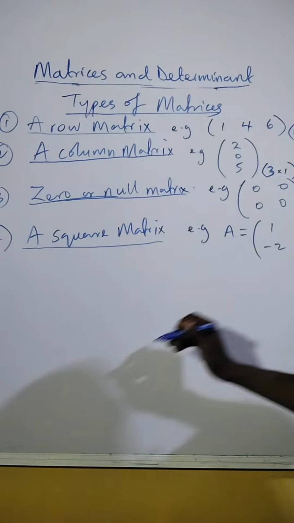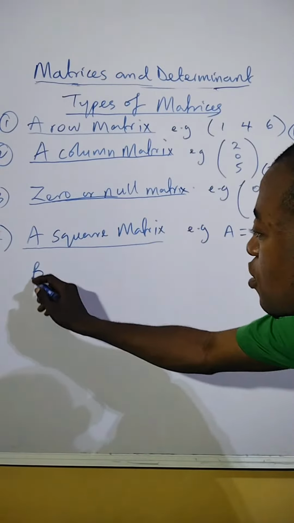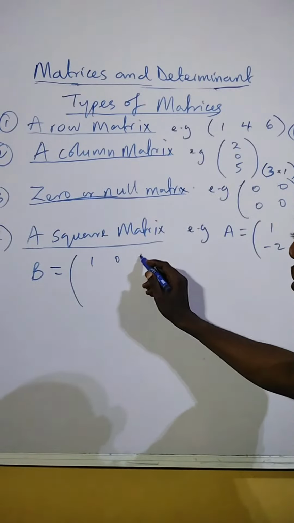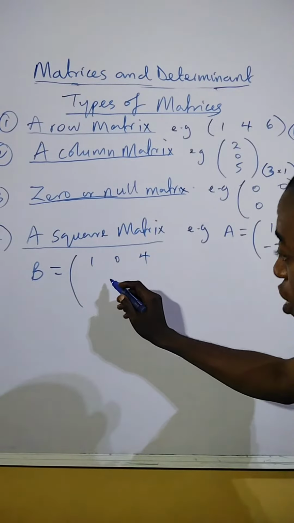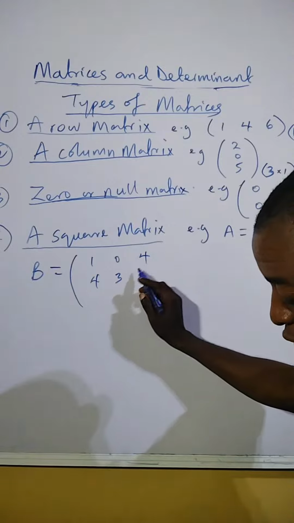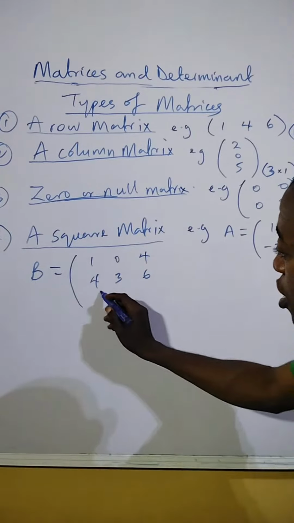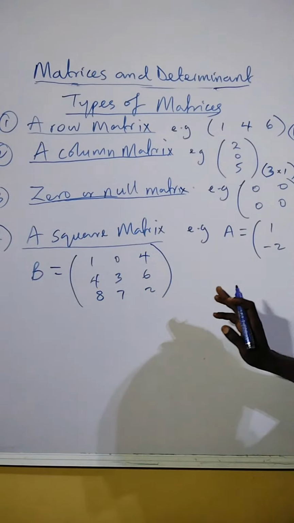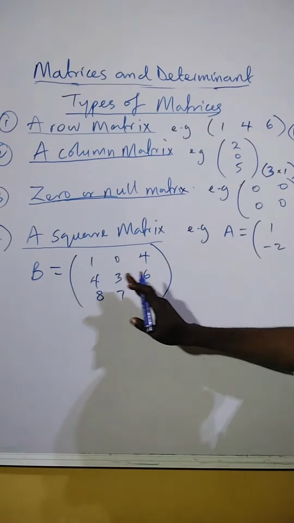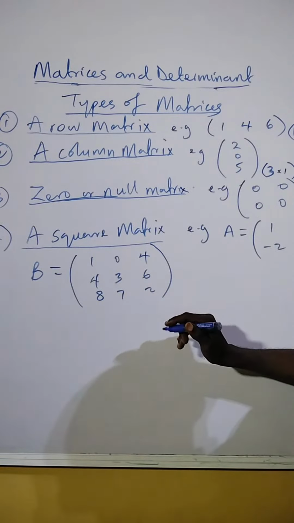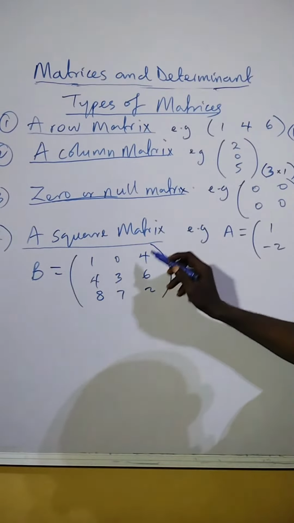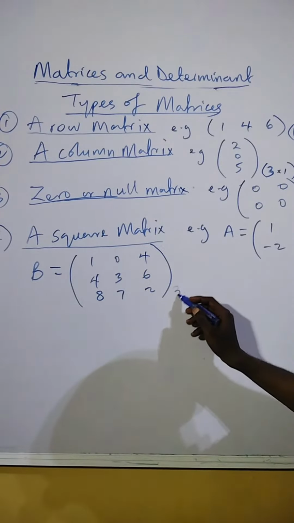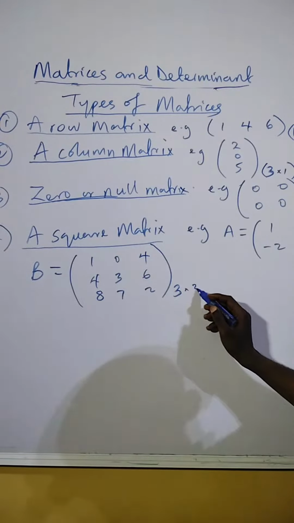Also, we can have another one. Let's say matrix B now has elements 1, 0, 4, 4, 3, 6, 8, 7, 2. Now, this kind of matrix is also a square matrix. Why? It has 3 rows of elements, also 3 columns. So, equal number of rows and columns. So, we call this 3 by 3. It's also a square matrix.